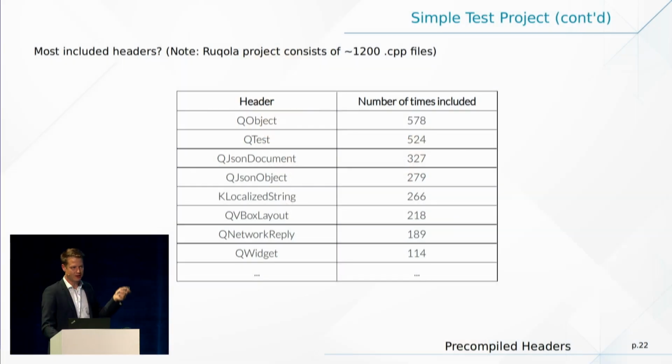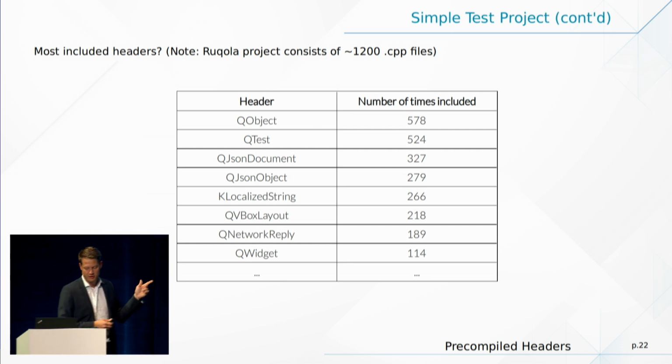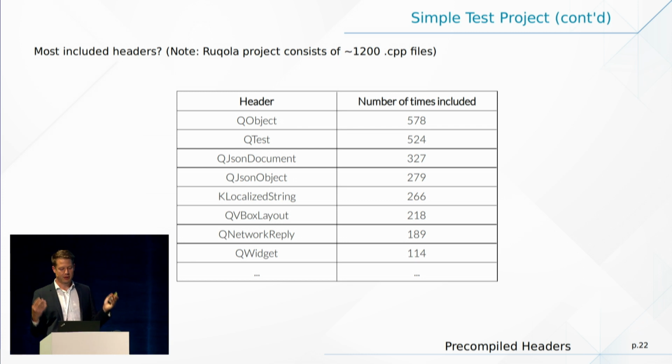For Rucola, that's actually the set of headers it's including. So basically QObject, QTest, QJsonDocument, so a lot of the Qt core area, despite QVBoxLayout. But yeah, we've seen that including Qt core has the most benefit.